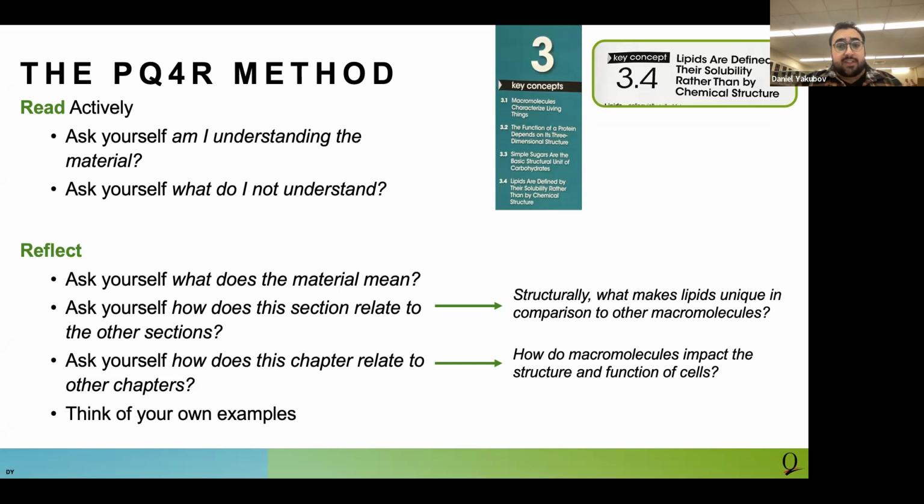You then should go and relate your understanding to other chapters that you've read prior, right? So in this case, how do these macromolecules potentially influence the structure and functions of cells, for instance, right? So these are types of things that you can do to start thinking critically about all the material that you're learning in the class as well as in your reading, okay?